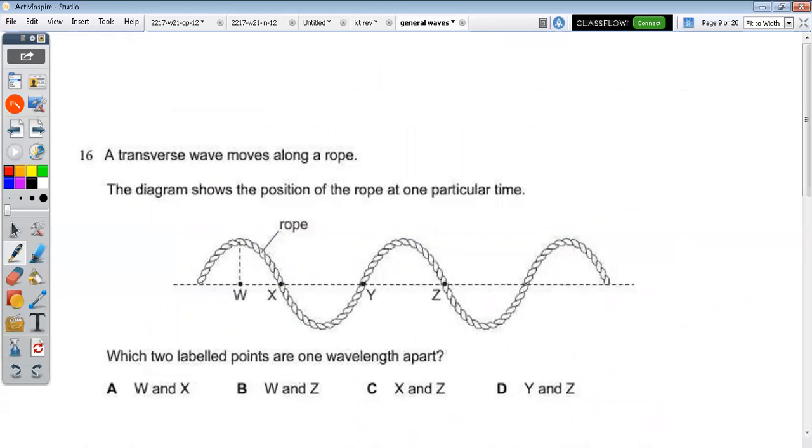Which two labeled points are one wavelength apart? Which ones? One wavelength apart. We talked about it, just a change of diagram, but almost similar to the other diagram. So which ones?